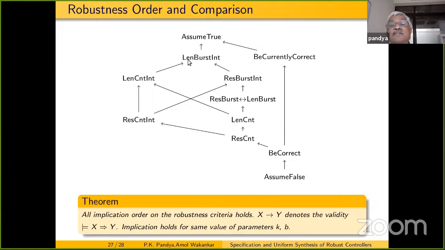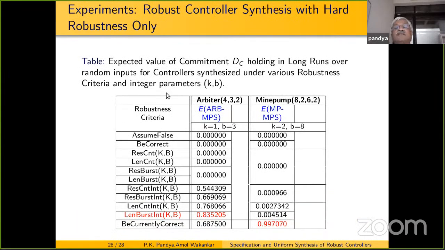Now, the more relaxed the criterion you choose, you are going to get a controller which will satisfy commitments in a larger number of cases. And what we did was we experimentally checked this for two problems, the bus arbiter problem and a mine pump problem. Here, we are only considering the hard robustness. We are not optimizing the controller for cases where the relaxed assumption does not hold. So we are constructing what we call the maximally permissive supervisor for these problems. They have their own arbiter assumptions and arbiter commitments. Similarly, mine pump has this.